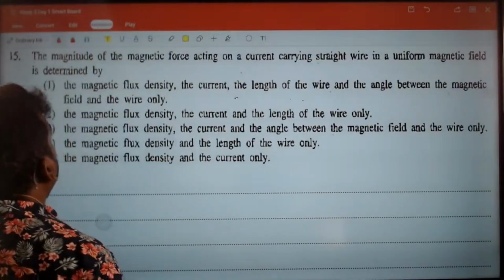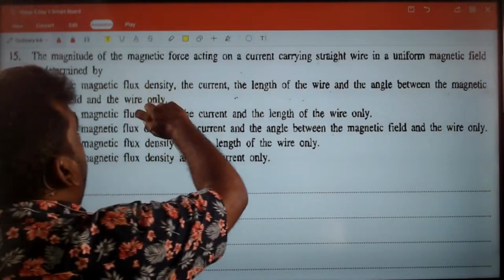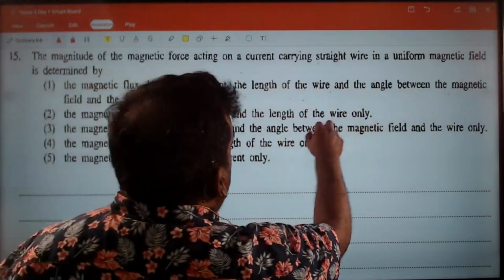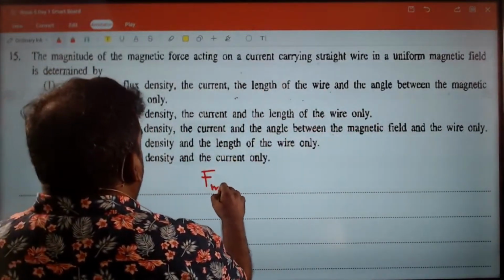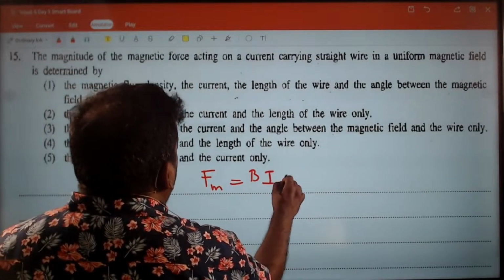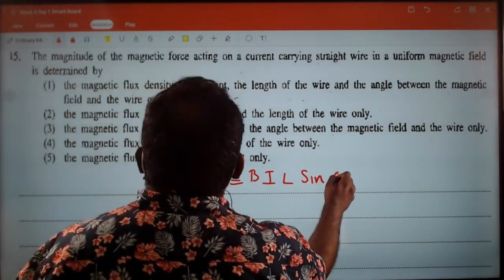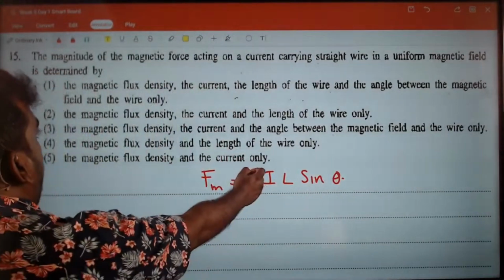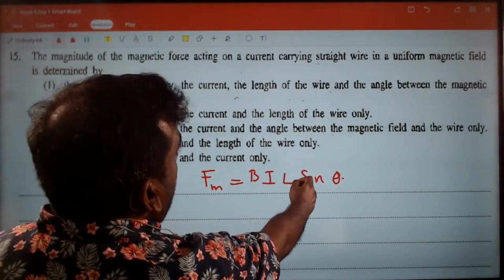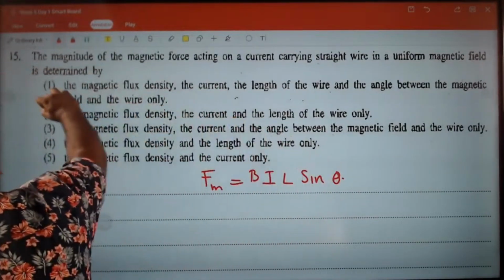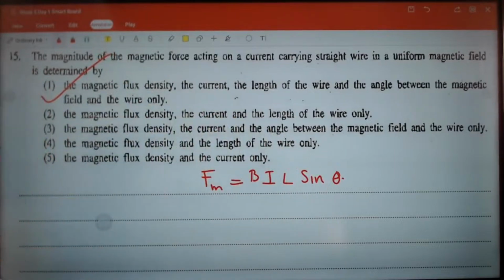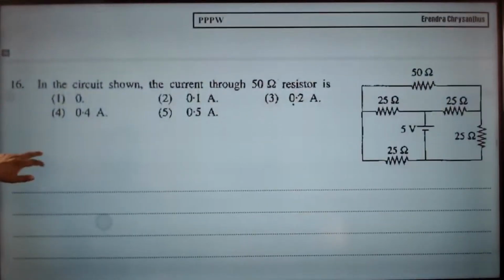Right. The magnitude of the magnetic force acting on a current carrying straight wire is BIL sine theta. It depends on the magnetic field, current, length, and the angle between the magnetic field and the wire. First one is correct. Very simple. Right, nice.